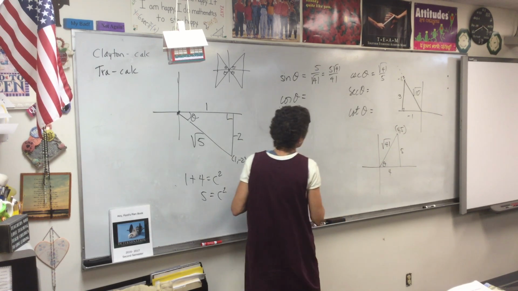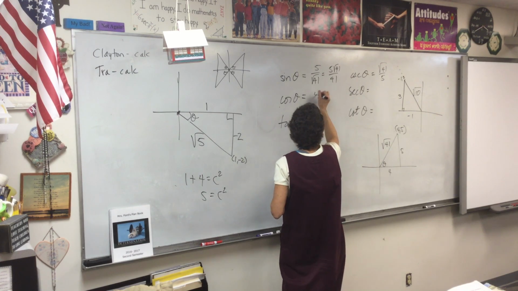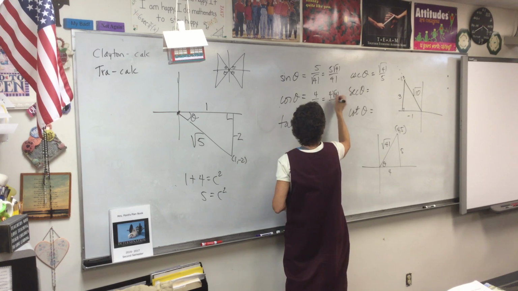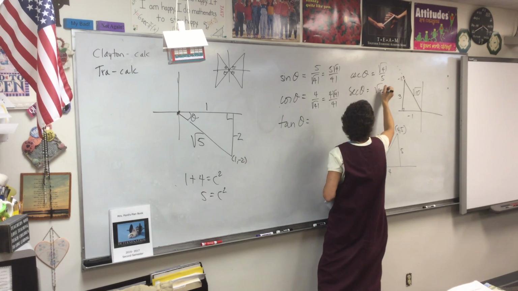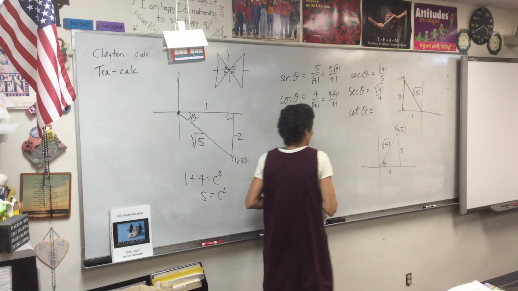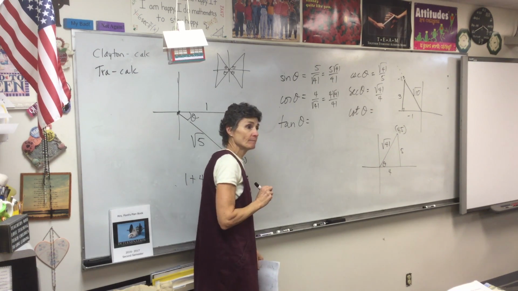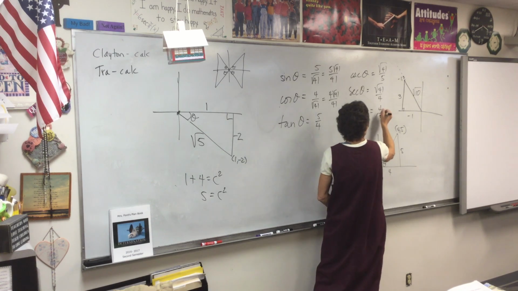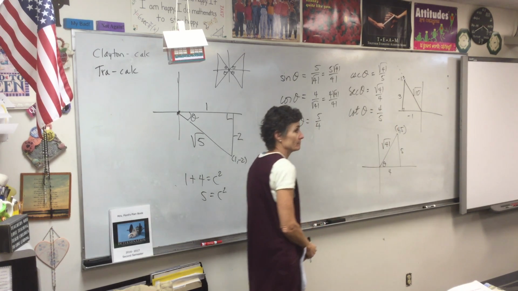All right, so what's my cosine? That one's 4 over root 41, or 4 root 41 over 41. And then what's my tangent? 5 over 4. So the cotangent is 4 over 5.